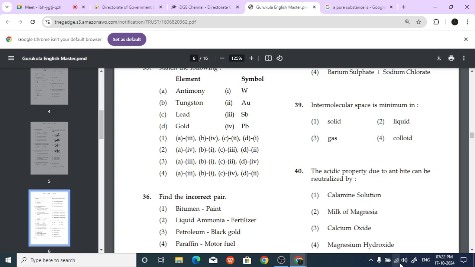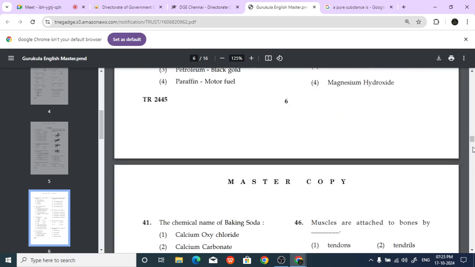You must be having it in your home also. Do you have calamine solution in your home? Any of you? As soon as there is some bite, your mother will put a solution that is called calamine solution. Calamine solution is put on your skin wherever there is some bite, some mosquito or something, and they will put calamine solution. These days they put something else also, I don't know, some other solution also. But calamine solution is the right answer. Okay, go to next.